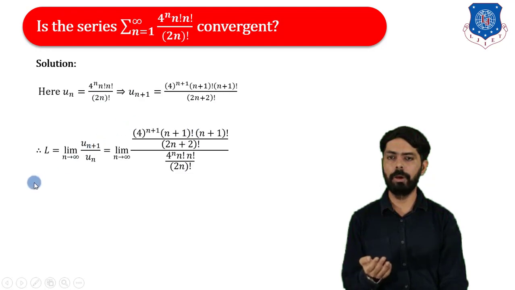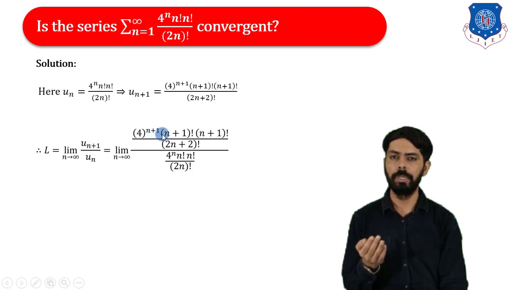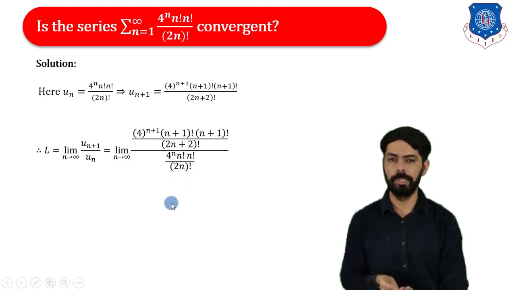Now we will have to find out capital L, which is given by limit n tends to infinity of u_(n+1) divided by u_n. So this is equal to limit n tends to infinity. What is u_(n+1)? It is 4 raised to n+1 into (n+1) factorial into (n+1) factorial divided by (2n+2) factorial, whole divided by, here what is u_n? It is 4 raised to n into n factorial into n factorial divided by (2n) factorial.